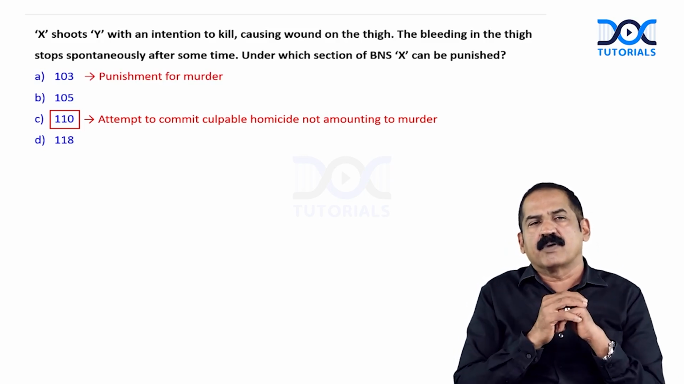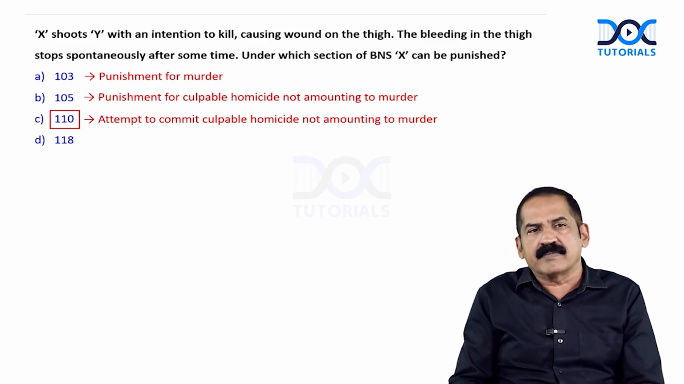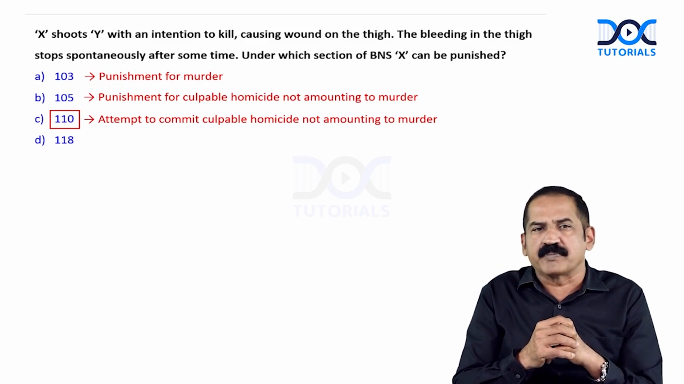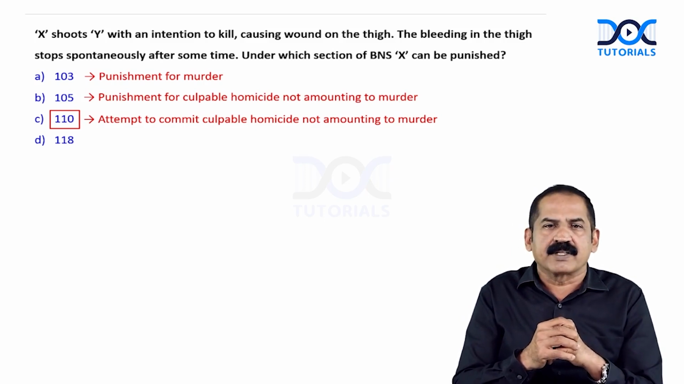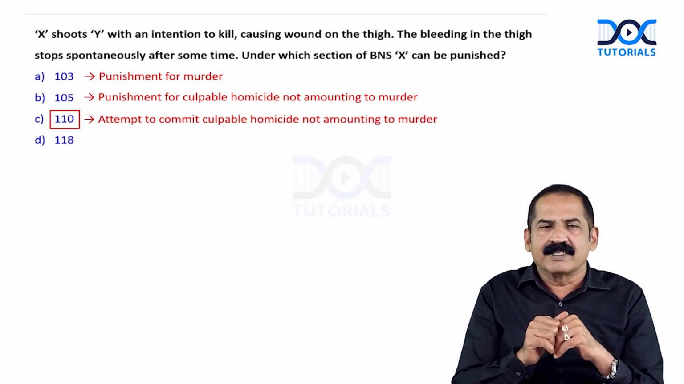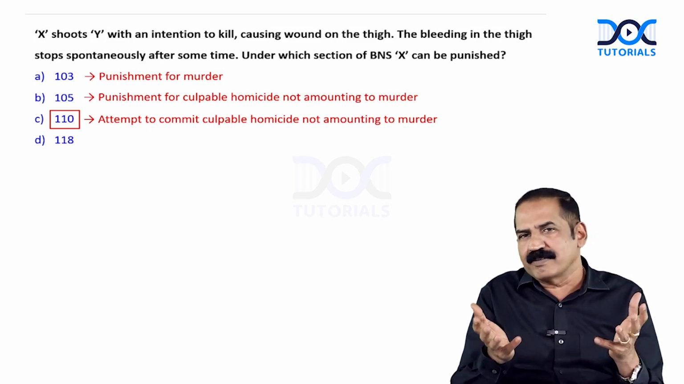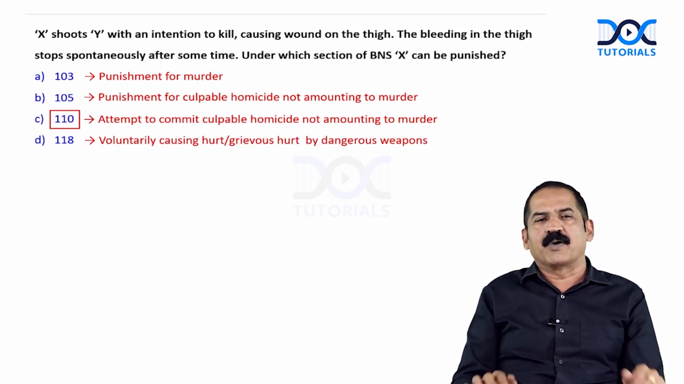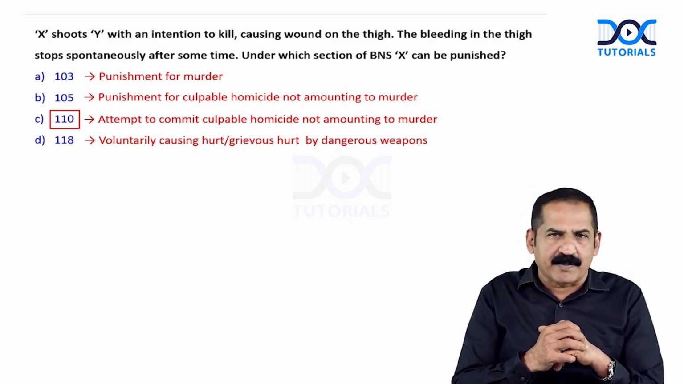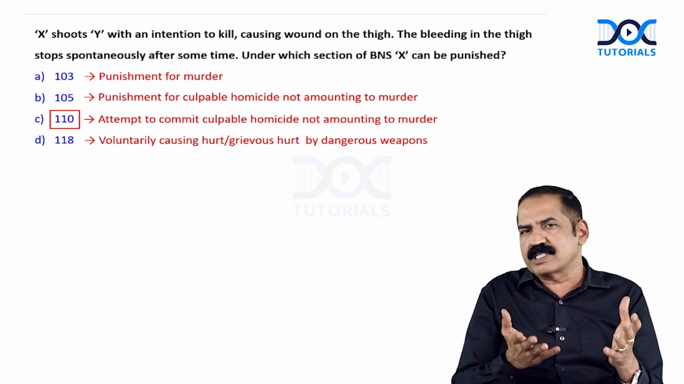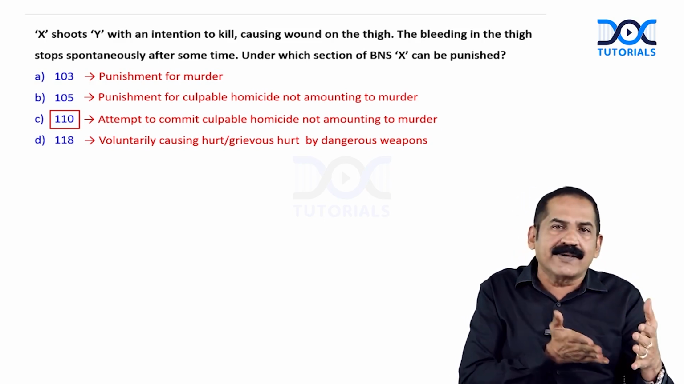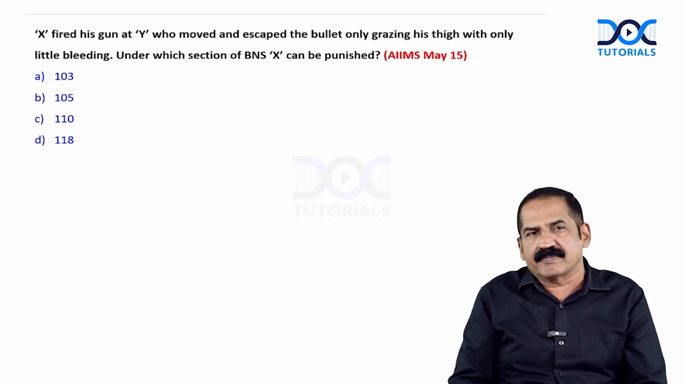Now, 103 punishment for murder. 105 punishment for culpable homicide not amounting to murder. Okay. Now here it cannot be 105 because he did not die. It is not murder because he did not die. Now 118 is voluntarily causing hurt or grievous hurt by dangerous weapon. Of course, it is causing hurt, but here intention is there. If intention is not given, then your answer can be 118.